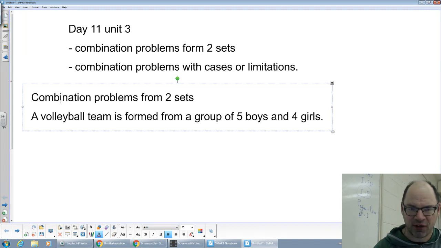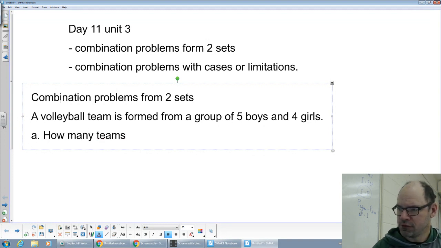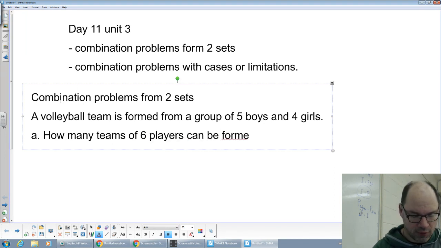Okay, we'll start off with a basic question first of all. How many teams of 6 players can be formed? Order doesn't matter in which way you're picked. Reading this one, we're looking specifically at just 6 players. It doesn't matter whether it's a boy or a girl on court. It's just asking for 6 players. So there's no real limitations on this.